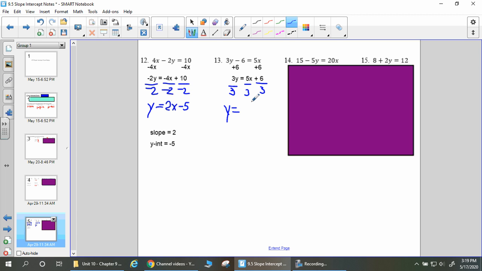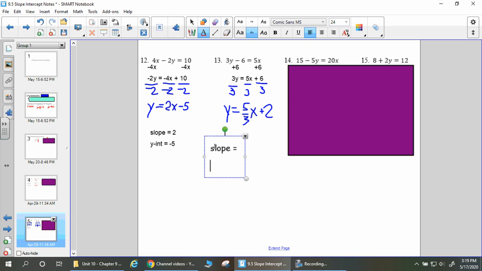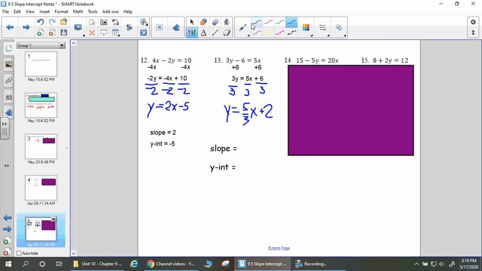If it doesn't divide to make a whole number, keep the fraction. Slope is okay as a fraction, and in many ways, it's actually going to be very helpful to us in our next lesson. So 5 over 3x and 6 divided by 3 makes a positive 2. So here, when I'm giving my slope and my y-intercept, the slope is my fraction, right? So my slope is going to be that 5 over 3. Positive 2 is my y-intercept. So if you want to give 14 and 15 a shot, go ahead and hit pause.